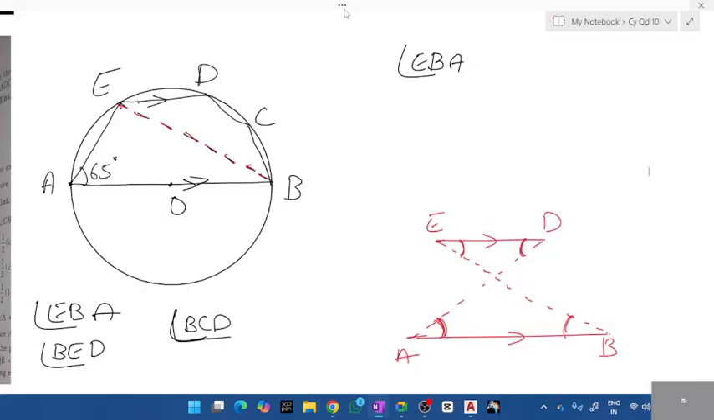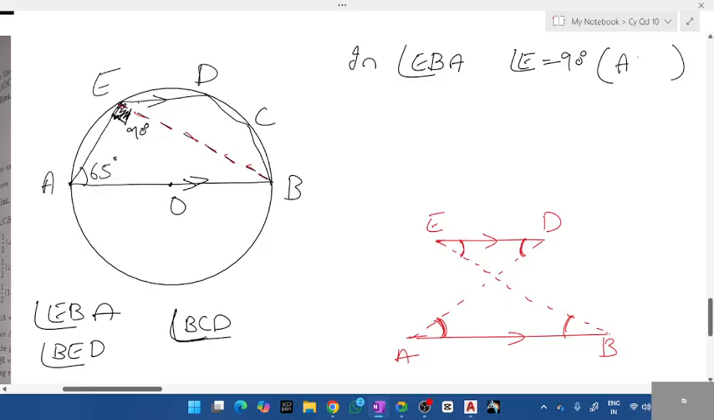Look at the screen, students. I think the first one was easy, right? What is EBA? What is angle E? 90 degrees. What's the reason you have to write? Angle formed on the semicircle. Okay, angle formed on the semicircle.